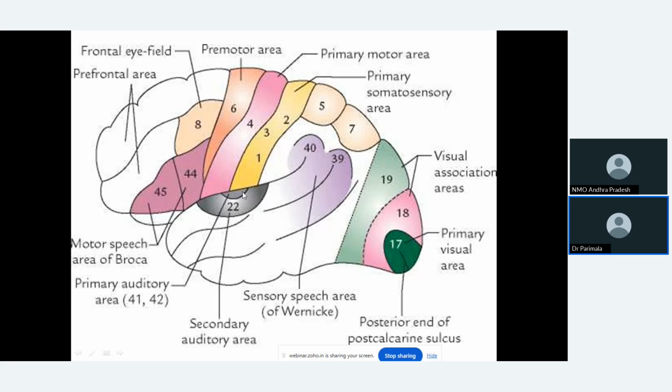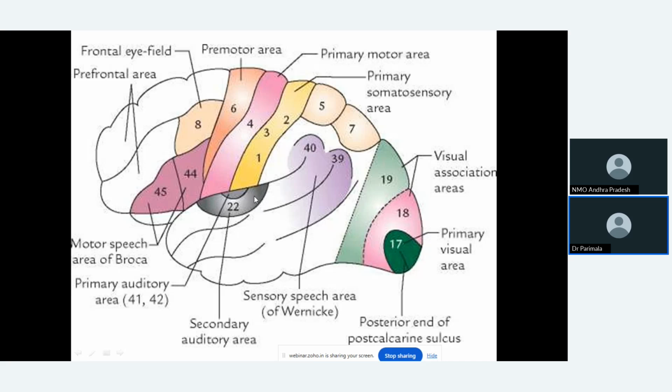So the primary auditory area is otherwise called Heschl's gyrus. It is present on the superior surface of the superior temporal gyrus. Whereas on the lateral surface, the superolateral surface, just below or adjoining the primary auditory area, is the auditory association area, area number 22.